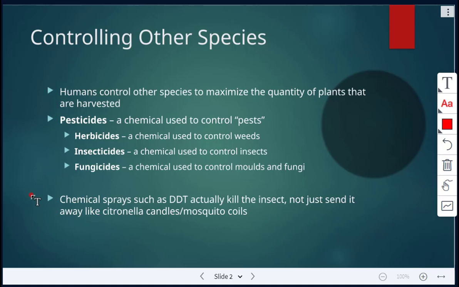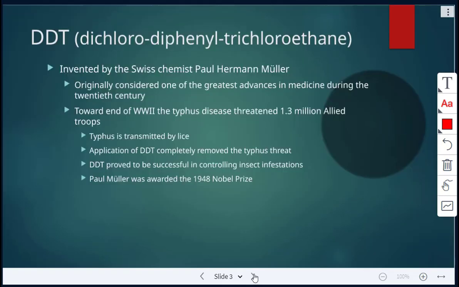Just to specify here, chemicals, for example, like DDT, which are sprayed on crops during farming, they actually are killing the insect. Okay, they're not just sending it away like some citronella candles or mosquito coils do. These chemicals actually kill the insects. Same with if it was a weed or a fungi.